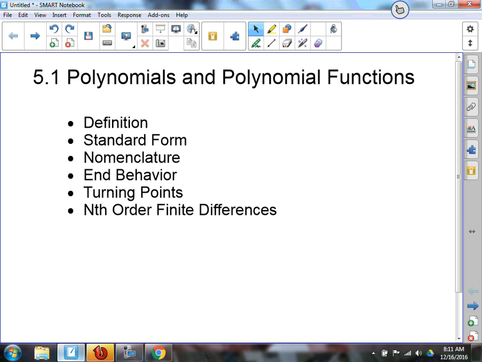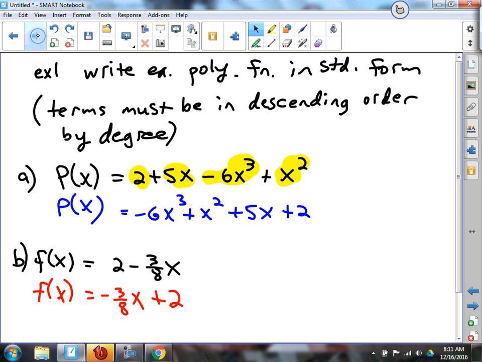Now, we will name polynomials. I can't do a James Earl Jones impression. That'd be cool if I could.